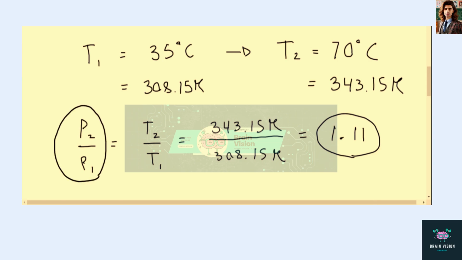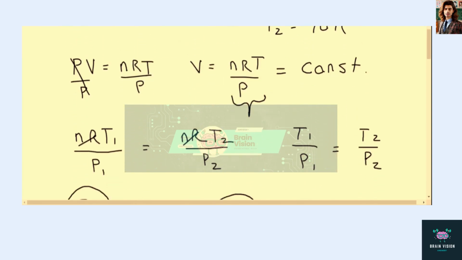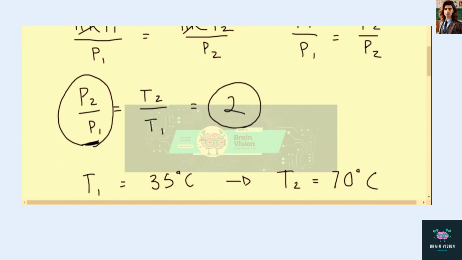All right, so what did we just show? We showed that if we know we're dealing with a constant volume process for an ideal gas, that the initial and final pressures are related to the initial and final temperatures just by this equation here. P2 over P1 is equal to T2 over T1. So if we have T2 and T1, we can solve for the ratio of the pressures.